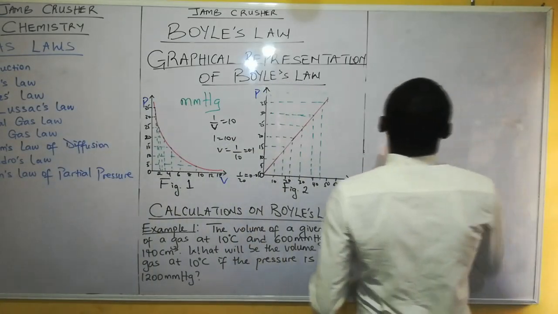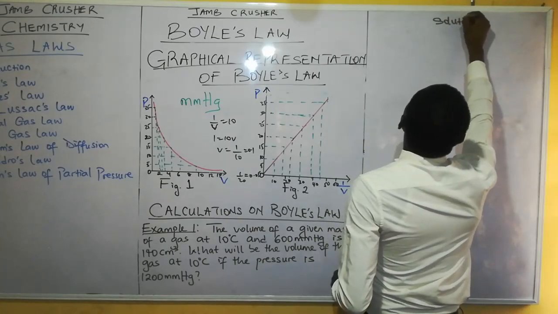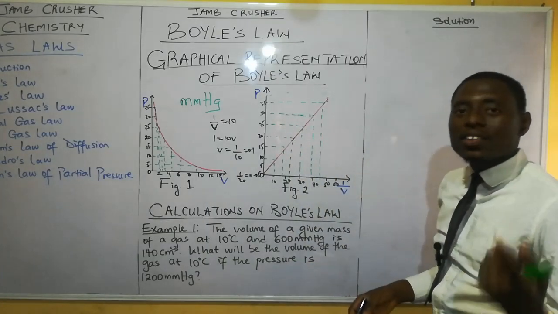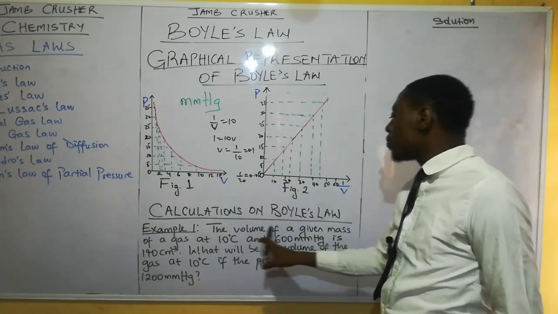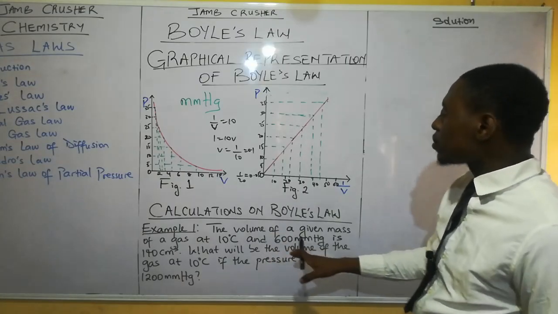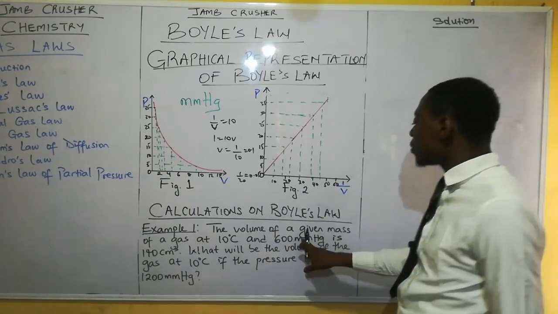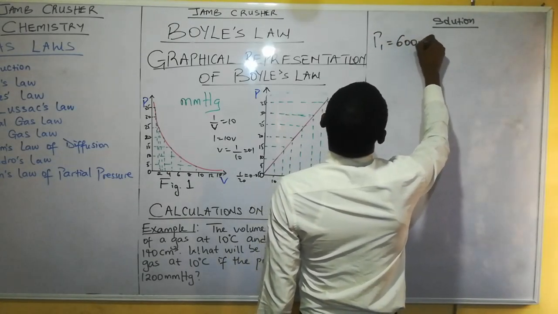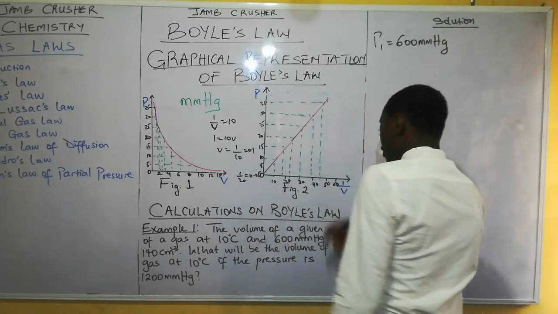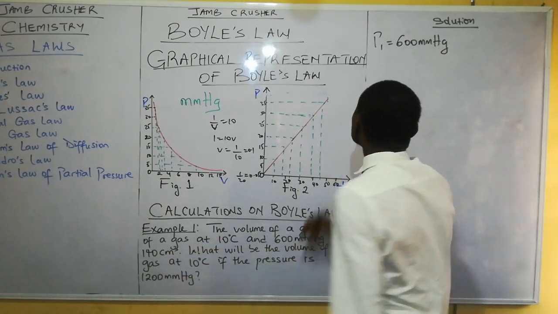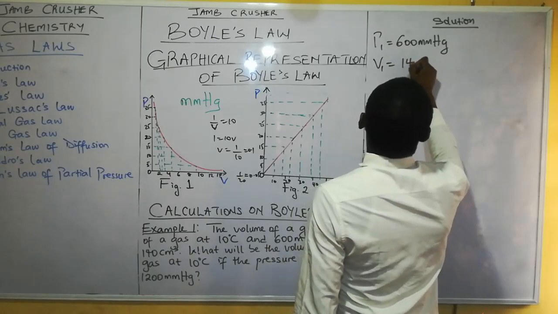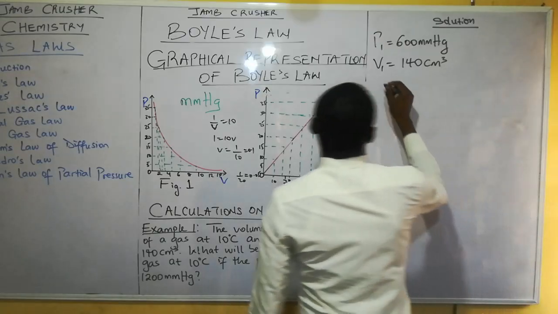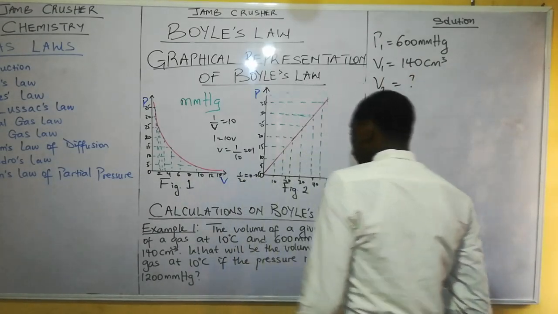How do you solve this problem? Let us first identify our initial pressure and initial volume, as well as the final pressure and final volume. The volume of a given mass of a gas at 10 degrees Celsius and 600 millimeter of mercury: this 600 millimeter of mercury is our initial pressure, P1 is equal to 600 millimeter of mercury. The volume is 140 centimeter cube. That's our V1. Then we are looking for V2. V2 is unknown.